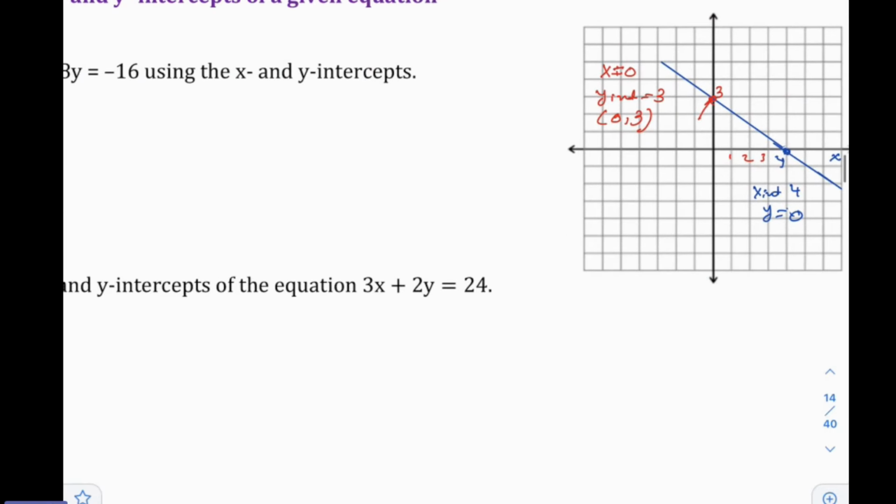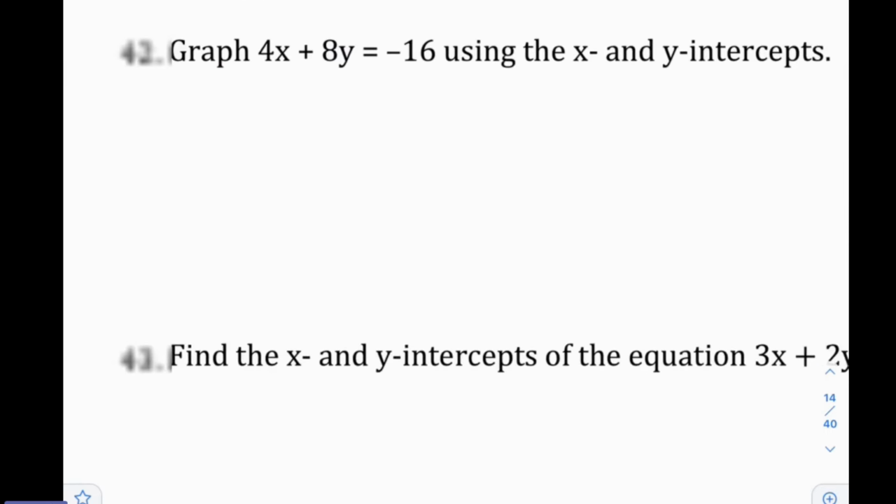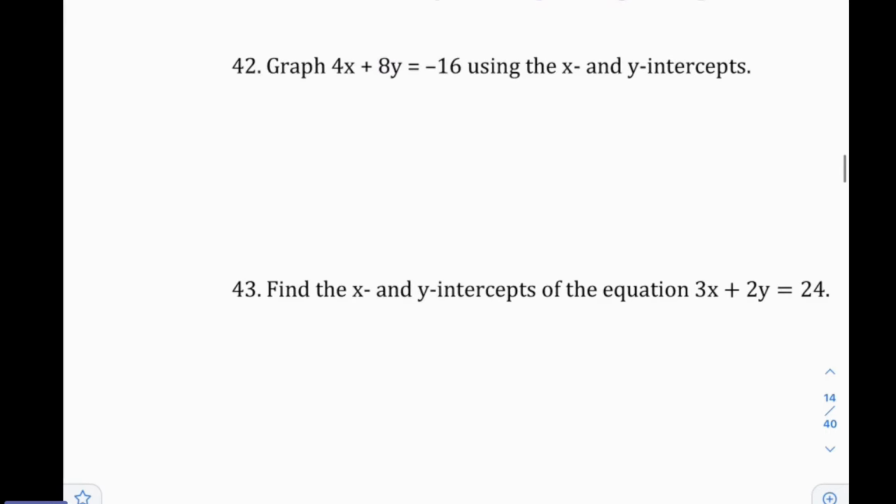So this is just for explanation or reminding you, but this is not the question. The question is asking you to find or to graph this function using the x-intercept and y-intercept. So let's start finding them. This is the original function. So first, let's find the x-intercept.